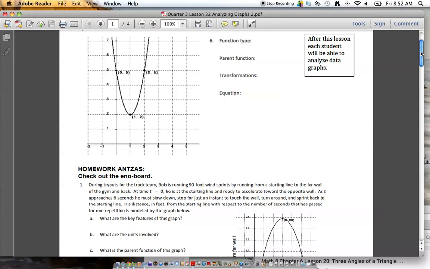All right, ready? Function type. Everybody, what function type is this? Quadratic. Good. Parent function: y equals x squared. Good. Transformation. Now, what's being done to this particular function? Up 2, right 1.